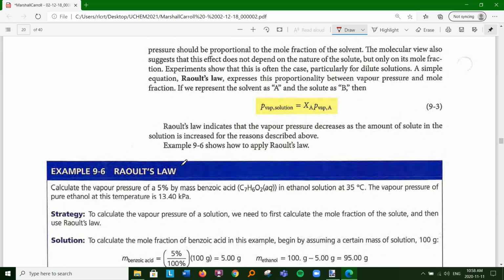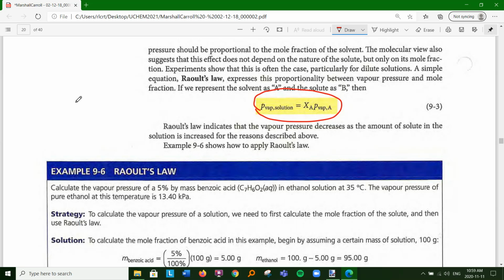So the math goes with Raoult's law. I used to think it was "Raoul's law," but no, Raoult is how you pronounce it. But I'll always end up calling it Raoul's law. So in a solution, the vapor pressure of the solution equals the mole fraction of the solvent times the vapor pressure of the solvent. Okay, so the vapor pressure of the solution is going to be less than the vapor pressure of the pure solvent, and it's going to equal the mole fraction of A, XA, times PVAP of A.